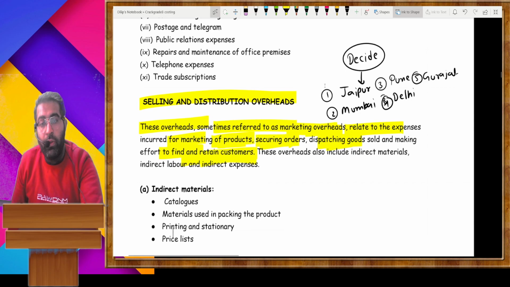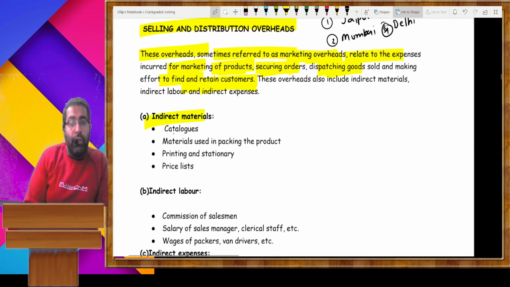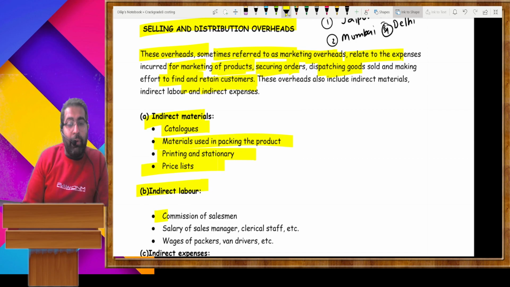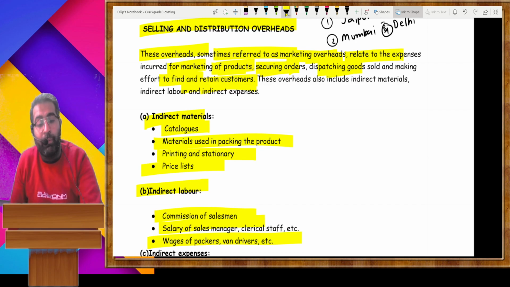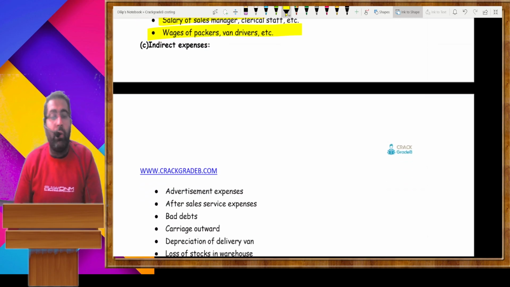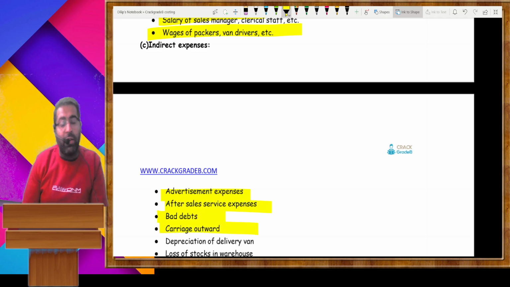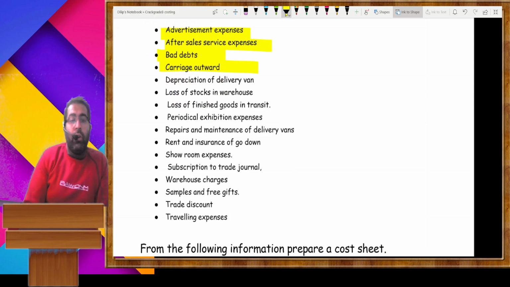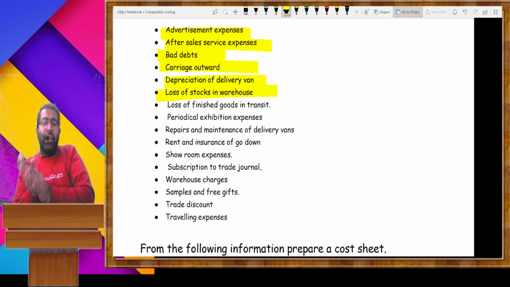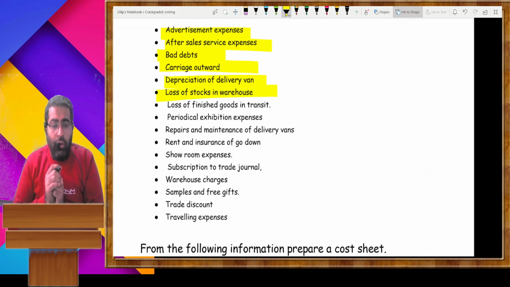Again, there's indirect material: catalogs you need, material used in the packaging, printing and stationery, price list. Now indirect labor, we will include commission of the salesman, salary of salesmen, wages of pickers and drivers, and all the things. Now indirect expenses, we will include advertisement, after sales services, bad debts, carriage outward, depreciation on delivery van, loss of stock. These all are related with the selling and distribution.